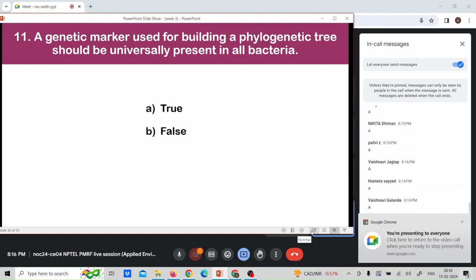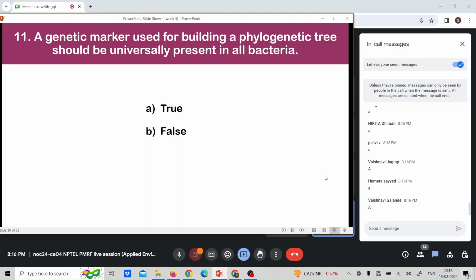And what is that genetic marker that is generally used? The basic logic for this question is that when you are going to compare a relationship between things, you need some factor that is uniform, and only then can you compare. So that's why this statement is true. And what is that genetic marker that is widely used? I think this was discussed in the lecture videos.